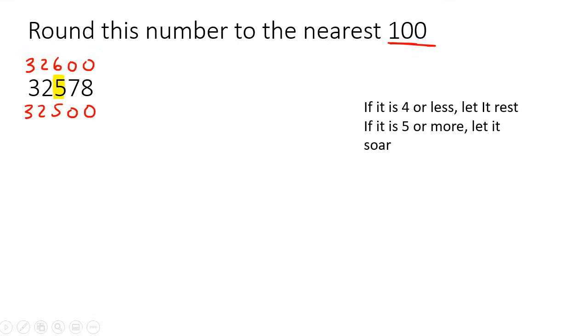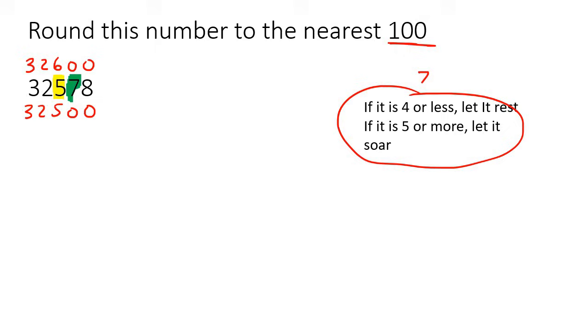Now, how do we work out what's going to happen? Well, that's where we need to look at the number on the right. So we always look to the number on the right. And then with that number on the right, we use this over here. So if it is 4 or less, let it rest. They mean let this number rest. If it is 5 or more, so if this number is 5 or more, which it is, then let it soar. So that means this number is going to soar, so it's going to become bigger. And so we're going to end up with that one as our final answer.